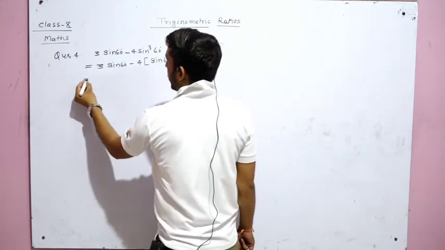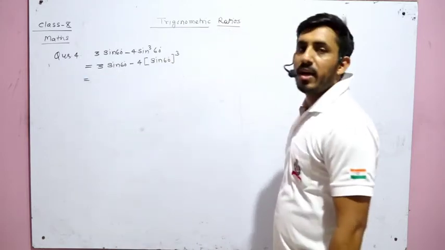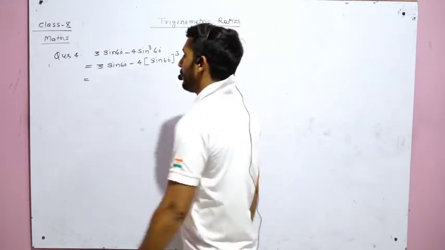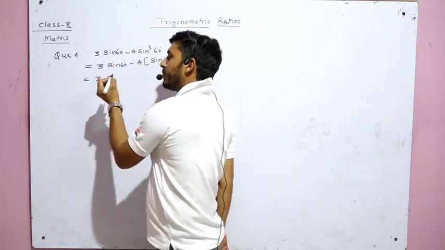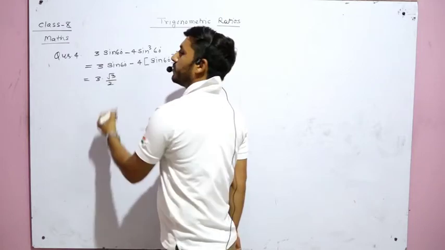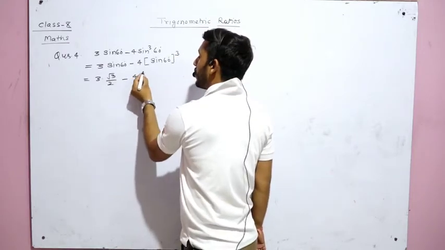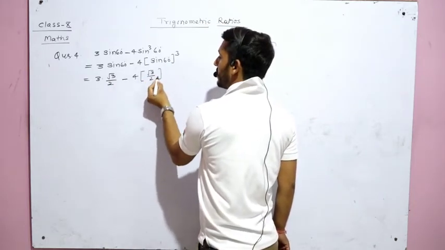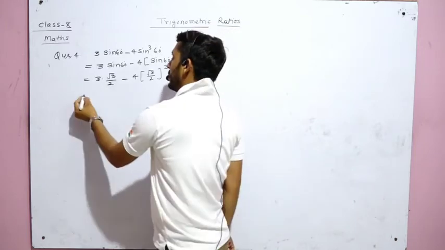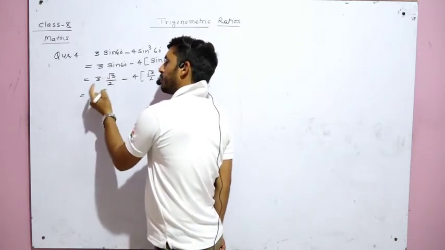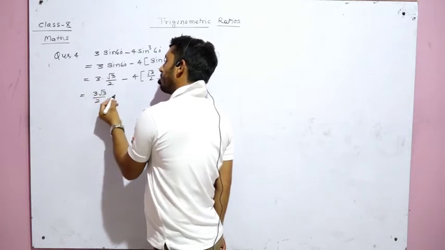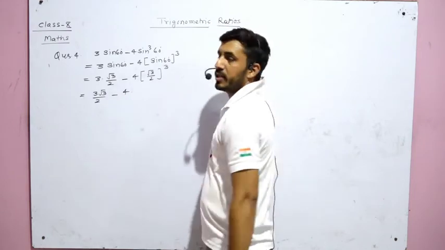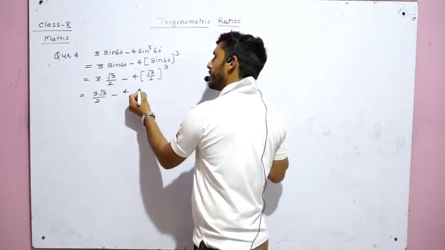In the next step we have to substitute the value of sin 60. Perceive the table and find the value of sin 60 degree, and we have to know that the value of sin 60 degree is equal to root 3 by 2. Here again minus 4 into the value of sin 60, again we can use root 3 by 2, and the power is cube. Then again you can write 3 multiplied by root 3, that is 3 root 3 by 2, minus 4, and here you can see the cube of root 3.